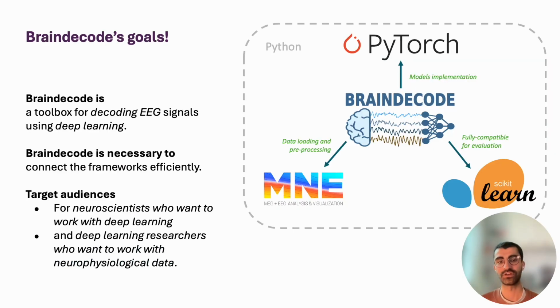So as I mentioned, BrainDecode is a toolbox for decoding EEG signals and brain signals in general using deep learning models. And you may already wonder, why is such a toolbox even necessary? Well, the first thing is that EEG is a very specific data type. You need specific functions to preprocess this data, and you need specific functions also to load the files associated with this data type.